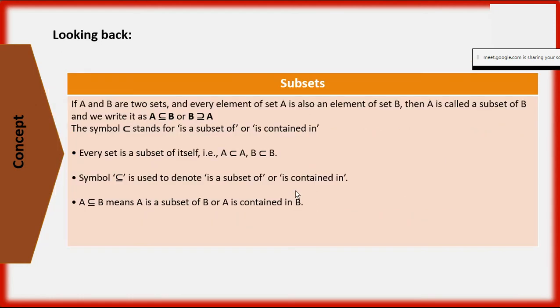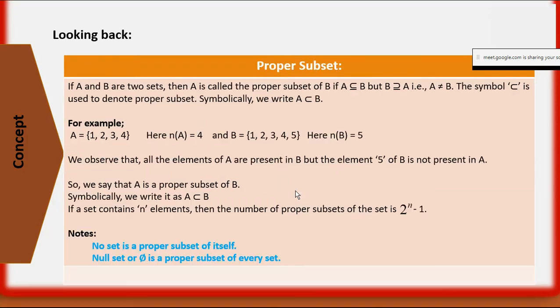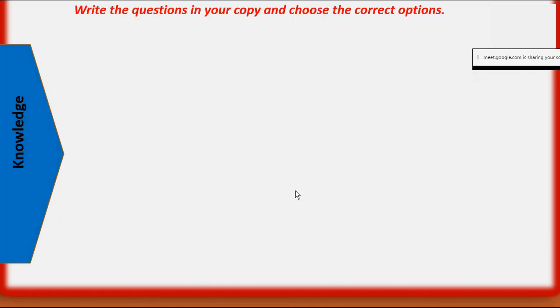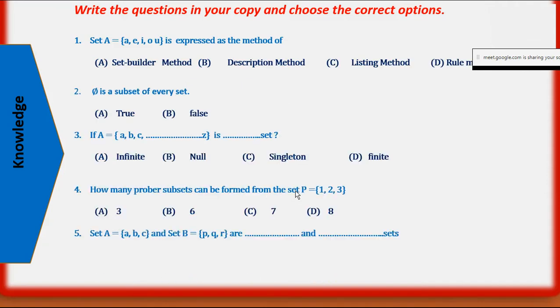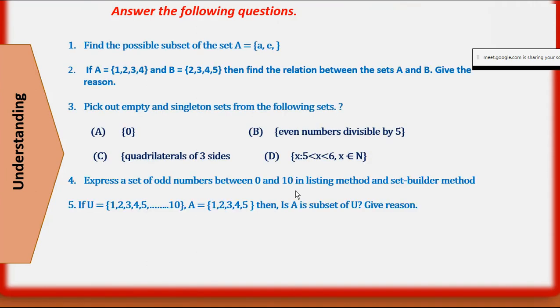And about the subset, with examples, superset, proper subset, improper subset, power set, that is 2 to the power n, where n is the number of elements. To find the number of subsets formed by a set is 2 to the power n, where n is the number of elements contained in the given set, that we have already discussed. And a few questions of understanding level also we have discussed.